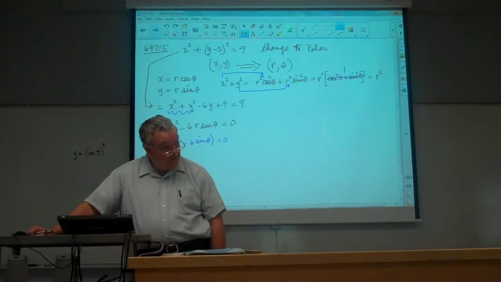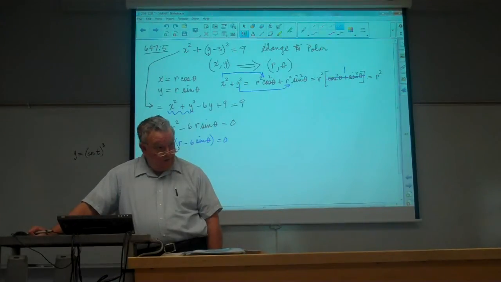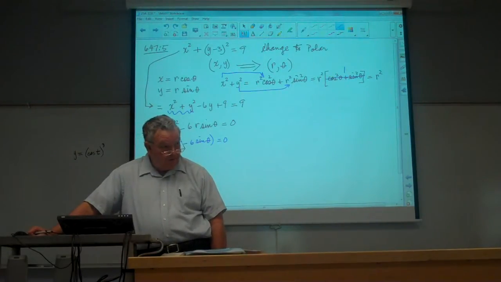See? You can divide both sides by R. Yeah, but that changes the equation. That throws away a root. But on the graph, it doesn't make any difference. If I plug in R equals 6 sine theta, I get a circle of radius 3 centered right at 0, 3. Okay.